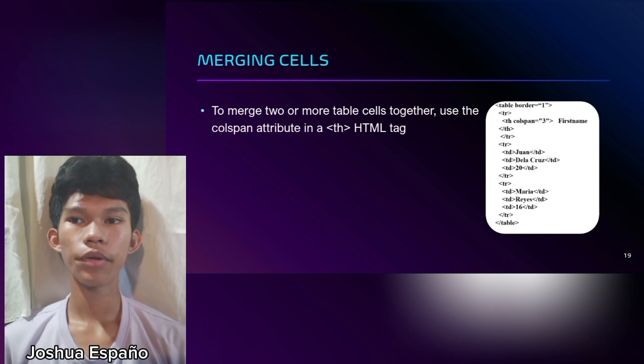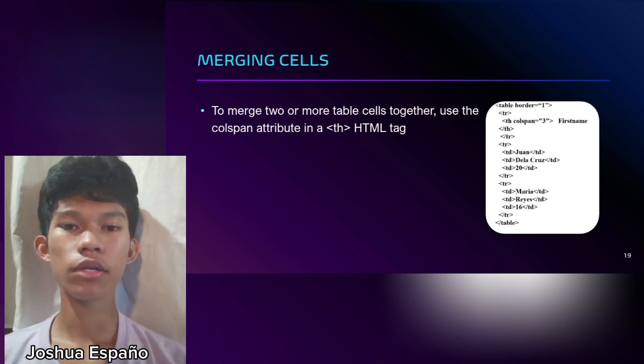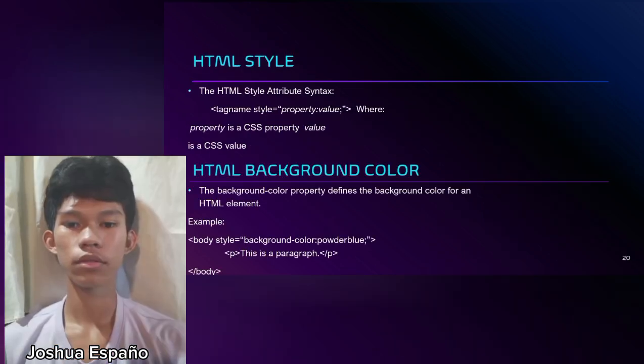Merging cells. To merge two or more table cells together, use the colspan attribute in a th HTML tag. Merging cells is used for creating complex table layouts, such as combining multiple cells to form a single header, or to display data that spans across multiple rows or columns. This can be useful in presenting data in a more organized and visually appealing way, especially when working with large data or complex information.